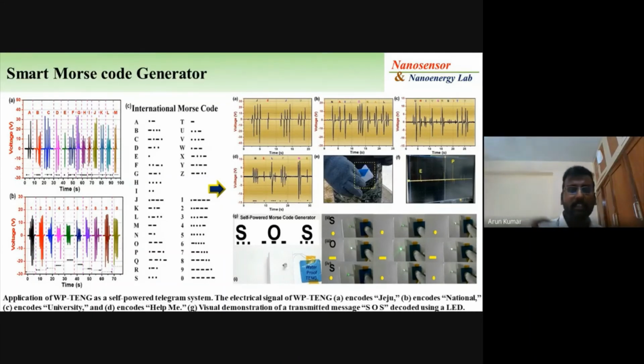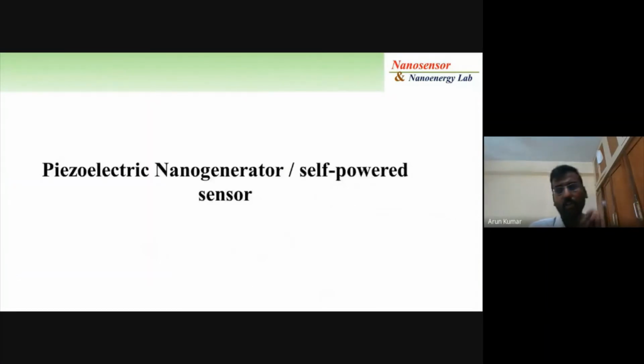So by using the intensity difference, we try to name it as a self-powered device. And now we are entering into the piezoelectric nanogenerator part, the sensor. Let's see what we did here.